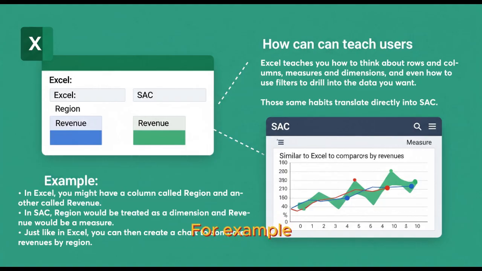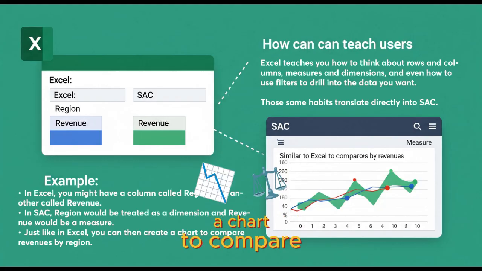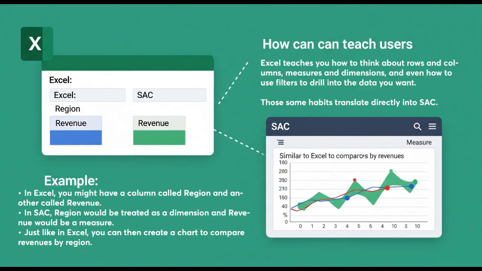For example, in Excel, you might have a column called region and another called revenue. In SAC, region would be treated as a dimension and revenue would be a measure. Just like in Excel, you can then create a chart to compare revenue by region. So, even if you only scratch the surface of Excel, you're already ahead of the game.